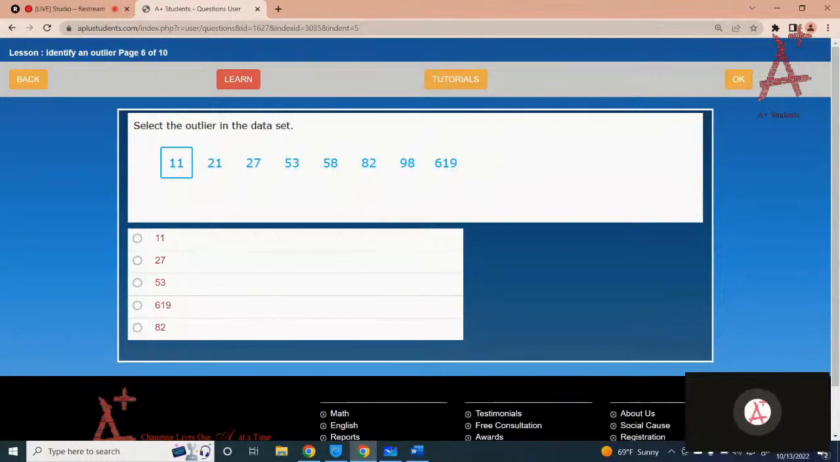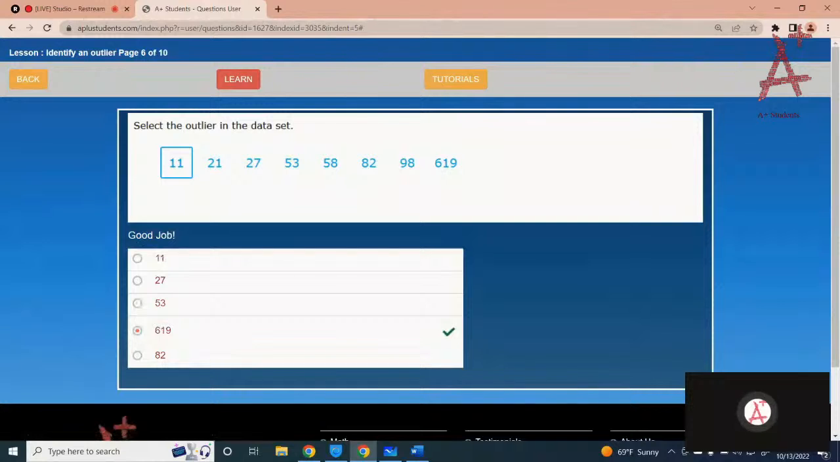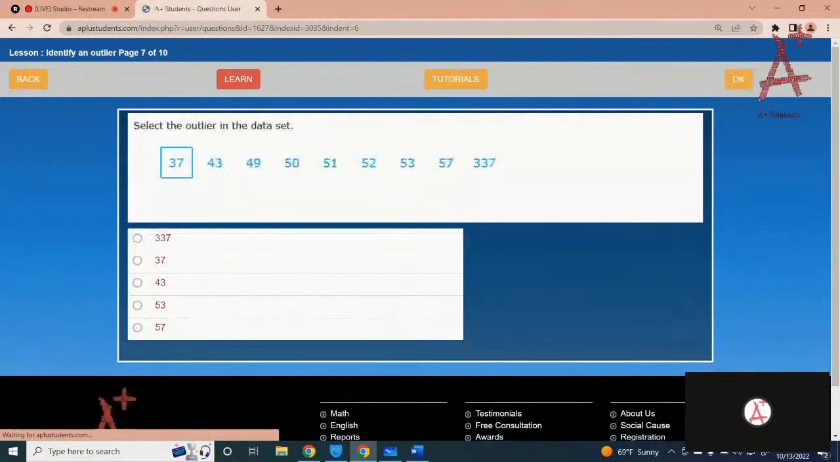Select the outlier in the data set. So which value is the outlier? Yes, 619 is an outlier. Select the correct option and click on the OK button.